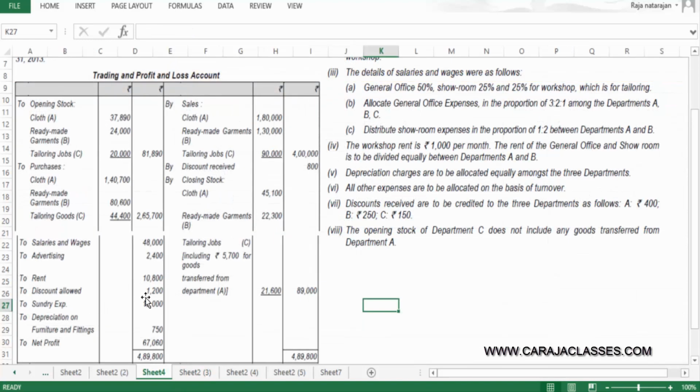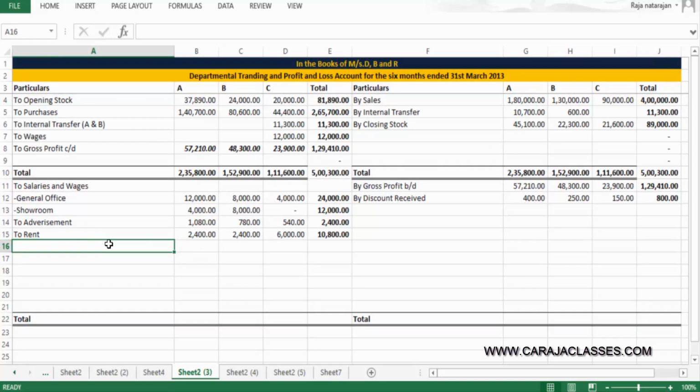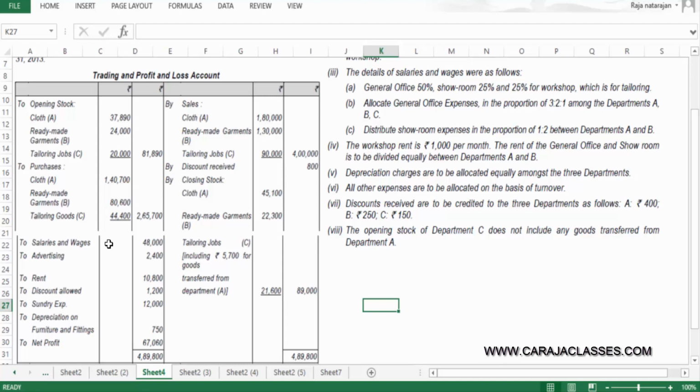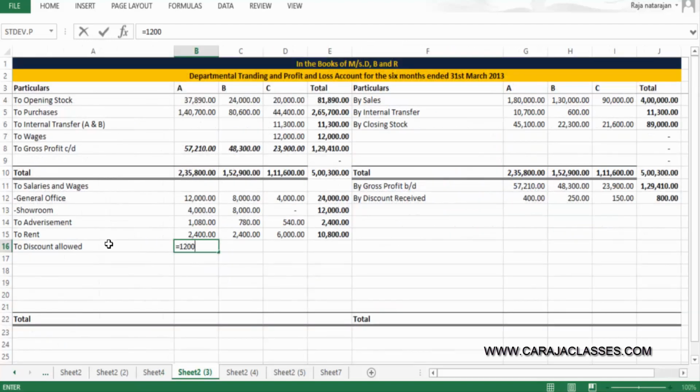Then you have discount allowed, and that is basically on your customers, right? Discount allowed is on your customers. So we can have the sales ratio to discount allowed. And what is the amount? The amount is 1200. So it's going to be simple, 1200 divided by 4 lakhs multiplied by 1,80,000. So I get 540. So let me just freeze this 4 lakh. So 540, 390 and 270. So in this way I'm arriving at the ratio, and my total is 1200.